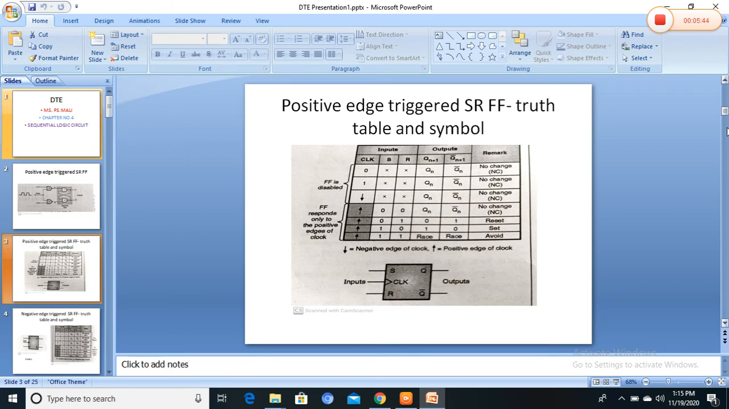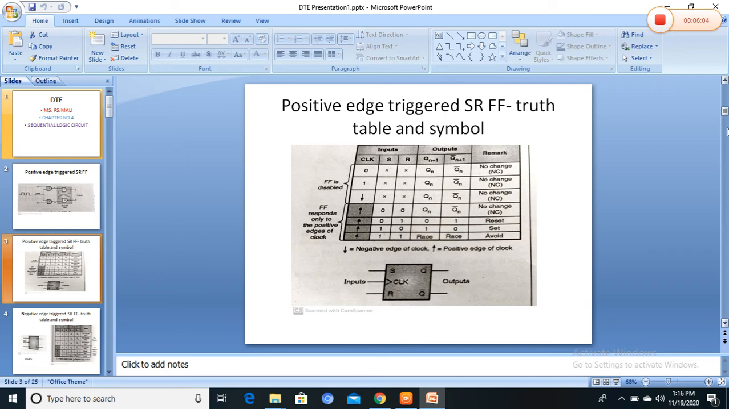Negative edge of the clock means downward, and upward is the positive. This is the symbol of the SR flip-flop, positive edge trigger. S and R, clock is applied, Q and Q bar. This is a positive edge trigger flip-flop. Same explanation, same truth table, only this diagram differs.